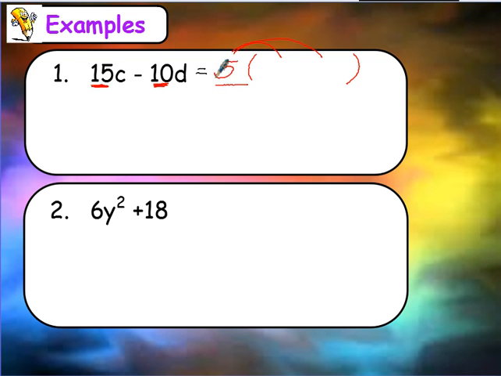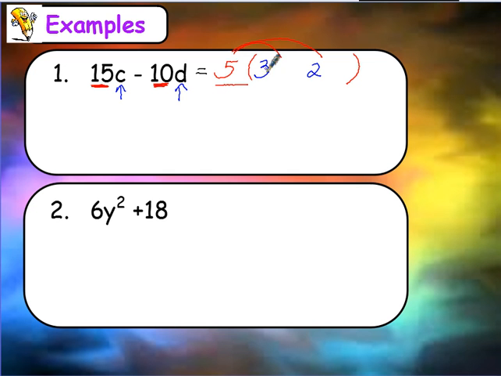So now 5 would have multiplied with 3 to turn into 15, and 5 would have multiplied with 2 to turn into 10. But now let's talk about these variables. They are different. So there is not a variable out in front as part of my GCF.